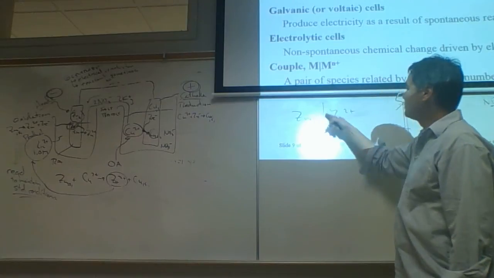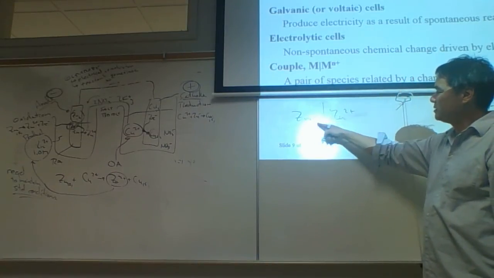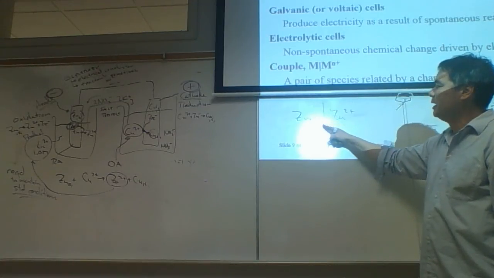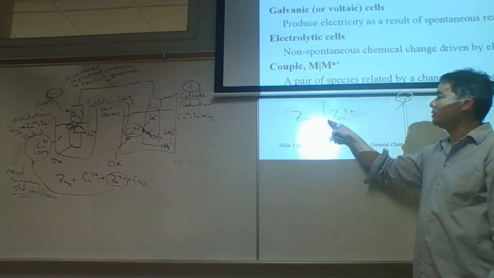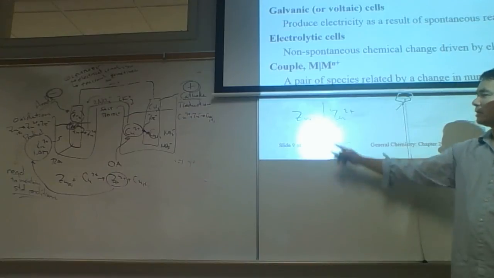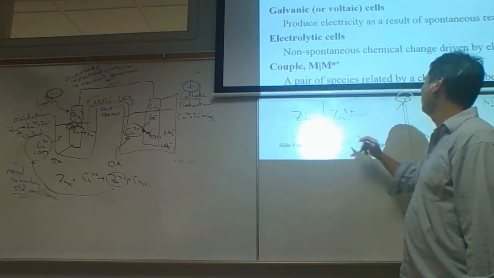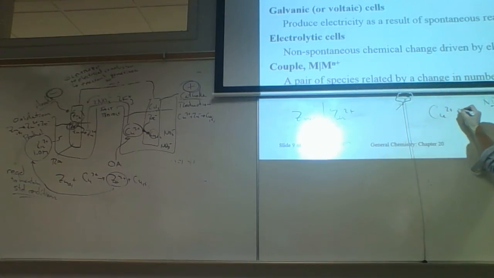This vertical line represents a phase difference. This is solid, this is aqueous, so that's why we have the vertical line. If they're the same phase, we use a comma to separate them, reactant from product. And so this is going to be an oxidation couple. The reduction couple would be Cu2+ goes to Cu solid.